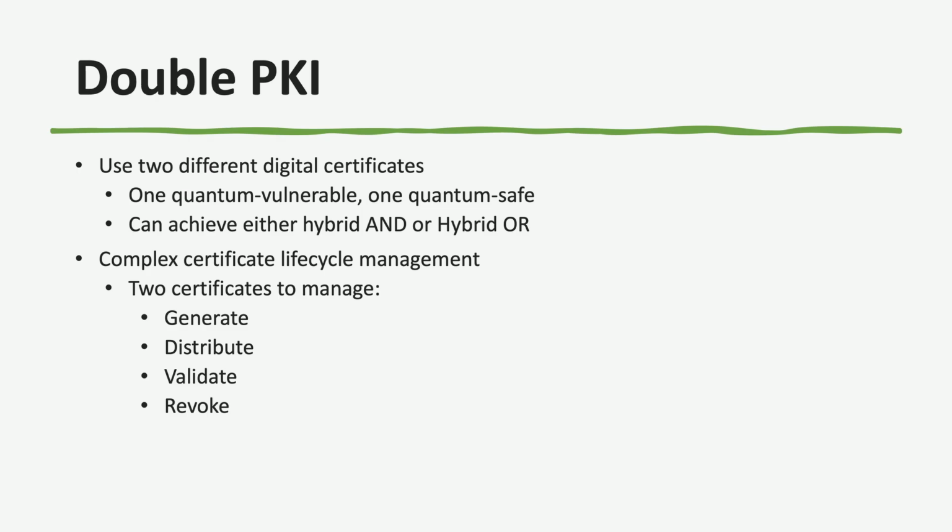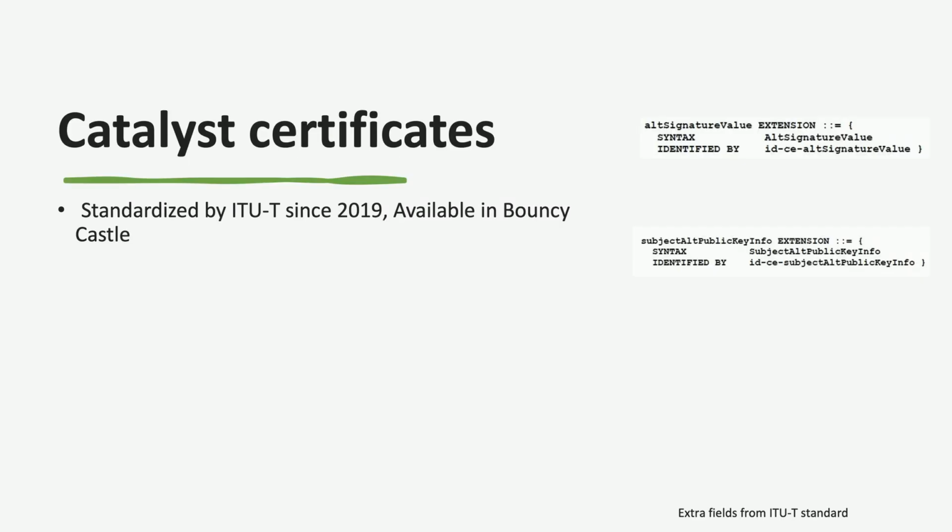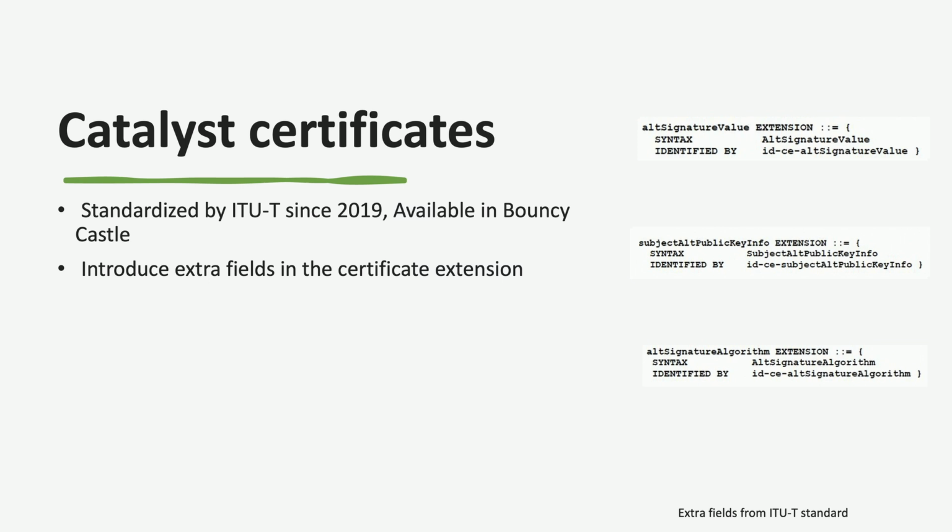Let's look at examples of the three types of hybrid certificates. Let us start with the catalyst certificate. First proposed as an IETF draft that expired in 2019, it is now integrated in the ITU-T X.509 standard and is available in the cryptographic library Bouncy Castle. The core idea of catalyst certificates is to introduce three additional fields, namely alt signature value, alt signature algorithm, and subject alt public key info, which are the counterparts of the three standard fields that we have considered earlier.